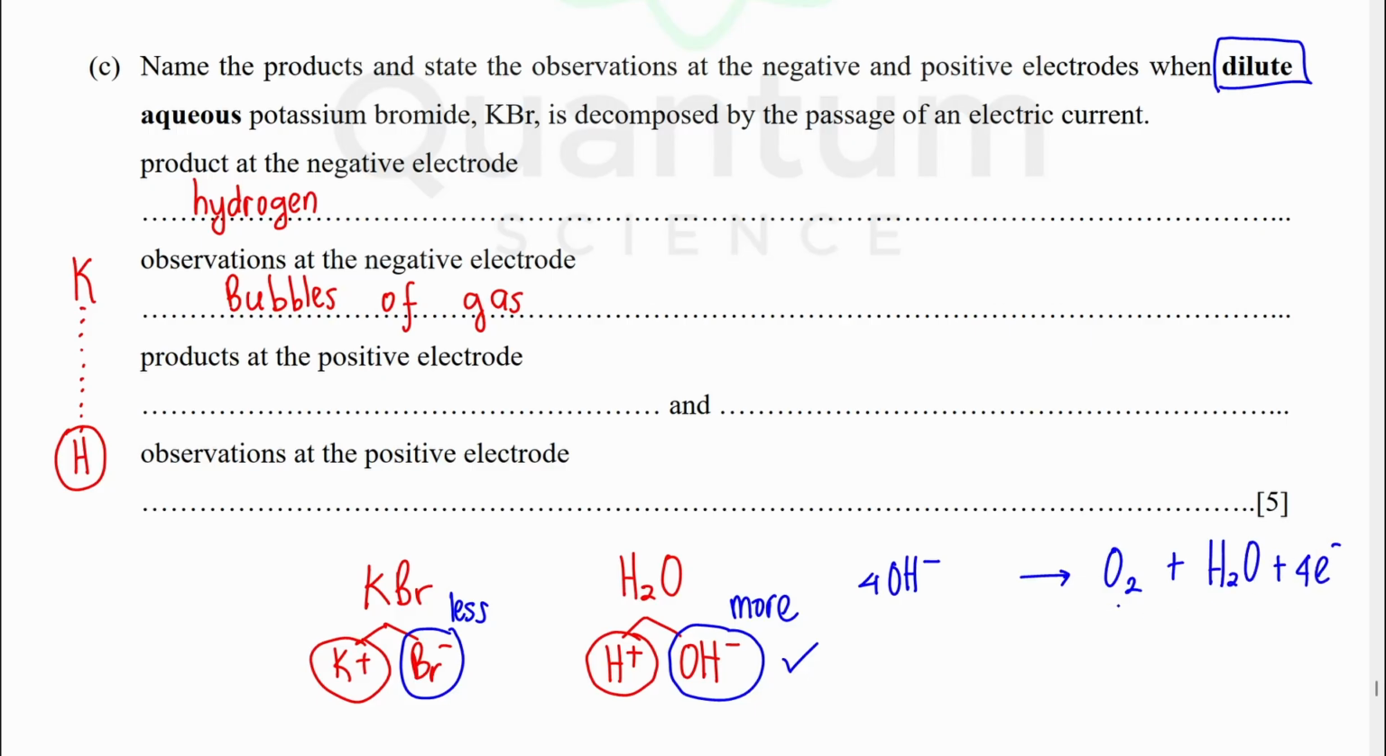And make sure you balance this chemical equation. We put 2 in here, okay? So what is the product at the positive electrode? Oxygen and water. Next, what can you observe at the positive electrode? So this is the oxygen gas and this is water. Oxygen is also a colorless gas. So you can also say bubbles of colorless gas or bubbles of gas.